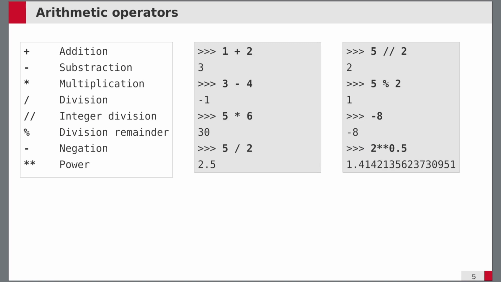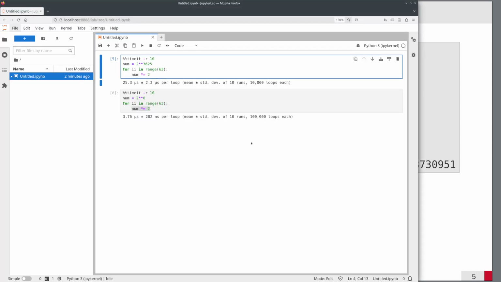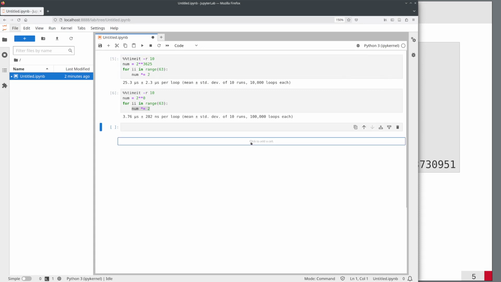If you have numbers, you can of course combine them using various operations, and those are the operations which you know already, the plus, minus, and so on and so on. Maybe the only interesting one is the division, because that behaves in Python differently from other programming languages, and this is something we can also test.